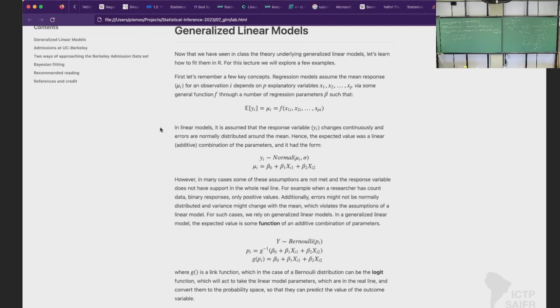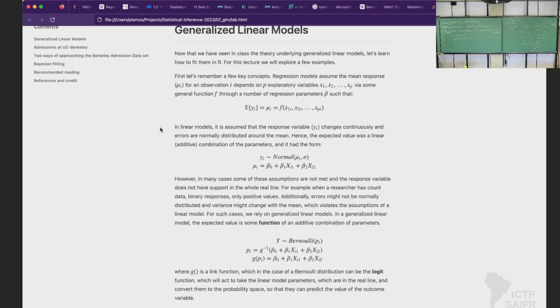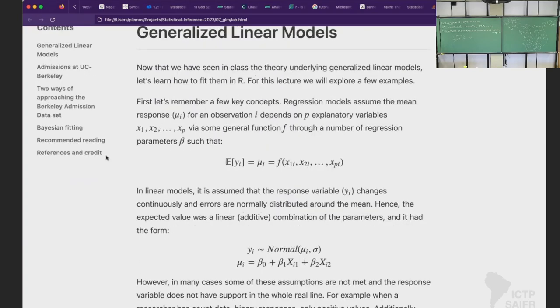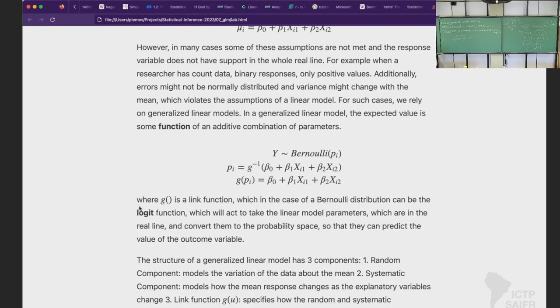Okay, so let's just remember a few concepts. Like I said before, we have the regression model. It has the assumption that the mean response depends on your explanatory variables. It was normally distributed. This is how we model the mean. But in many cases, these assumptions are not met. So in these cases, we're relying on generalized linear models, and the expected value is some function of this combination of parameters. So this is just another way of looking at what we just saw. You can define the inverse of a function instead of the function, which is basically the same thing. And then you have your link function.